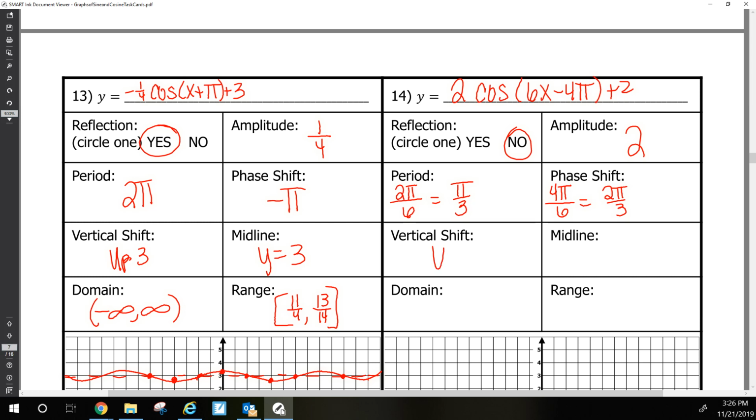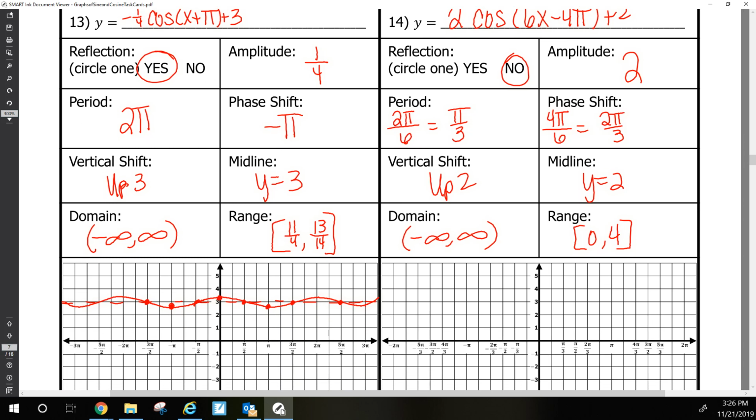I have a vertical shift of 2, which means my midline is at 2. Domain always, always, always for sine and cosine is negative infinity to positive infinity. Our range is, let's see, 2 up and 2 down from 2. So 2 less than 2 would be 0. 2 more than 2 is going to be 4. All right, let's start with our midline. It's going to be here at 2.